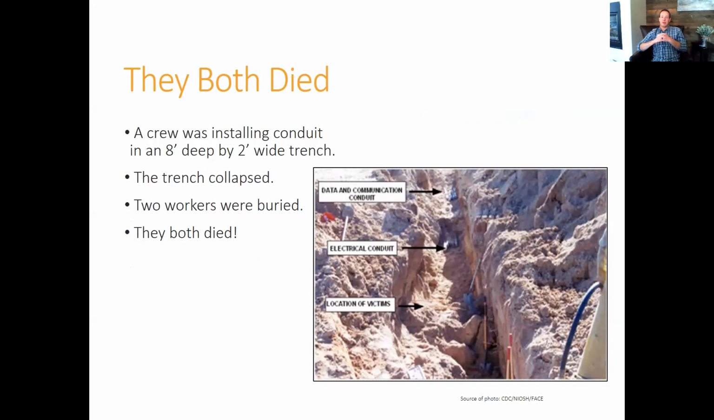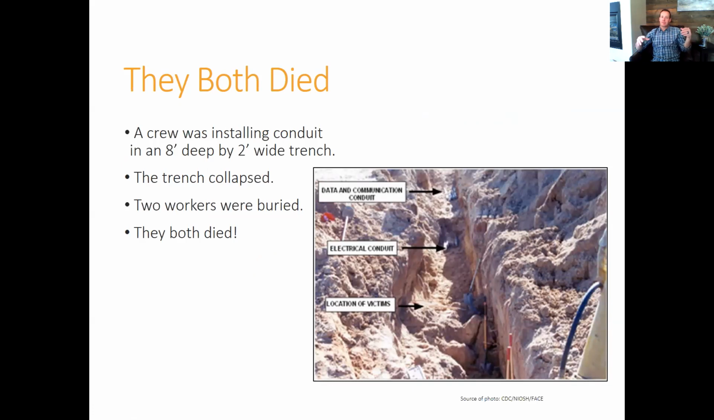Now, taking a look at this soil right here, and this is an example of a situation where 2 workers died. Okay, this material right here, what does it look like to you? To me, it looks very sandy. And so we would probably consider this a type C soil. So this crew was installing conduit. It was an 8-foot deep trench. We know now that we have to protect that because it's over 5 feet. It was 2 foot wide.